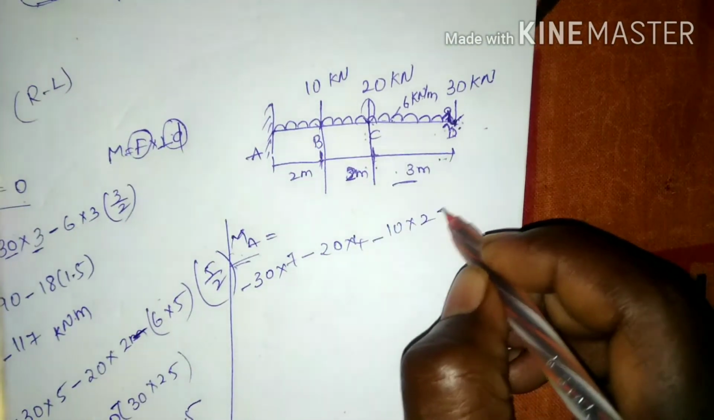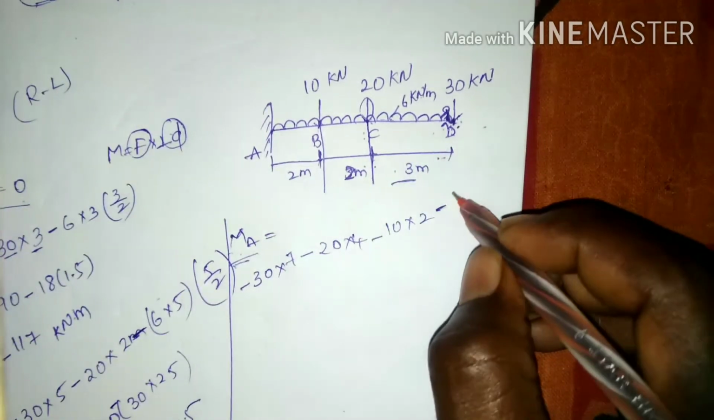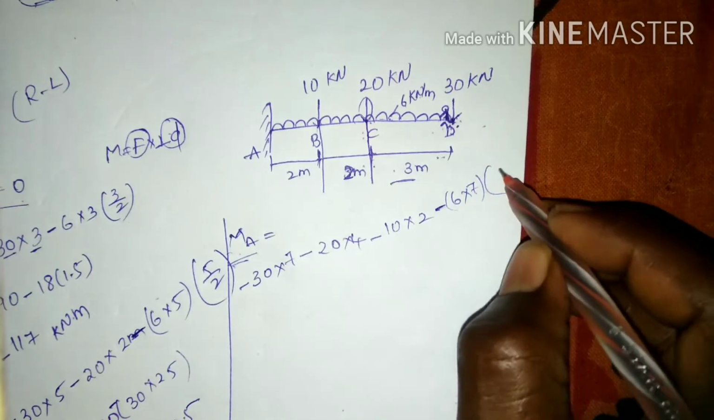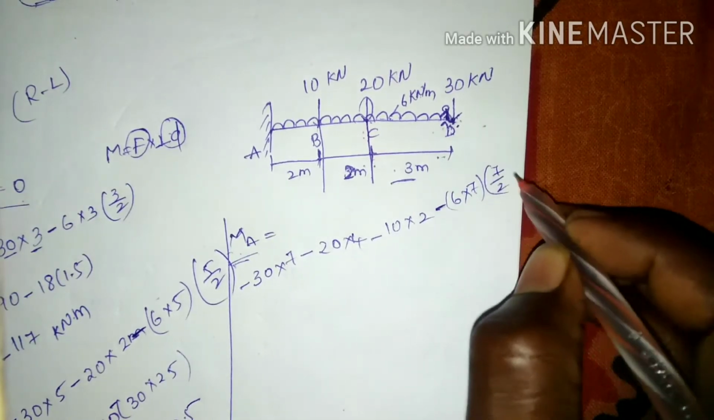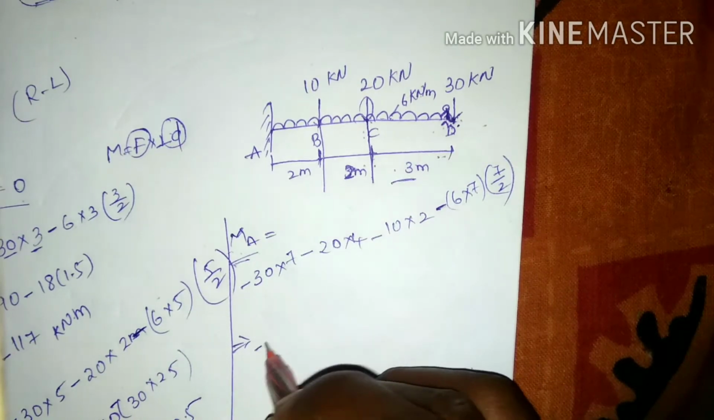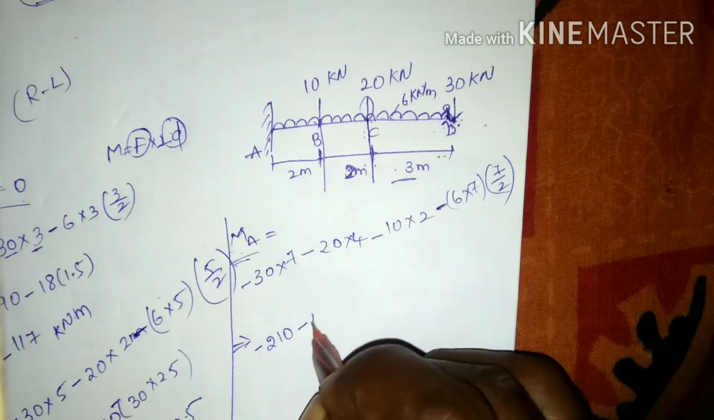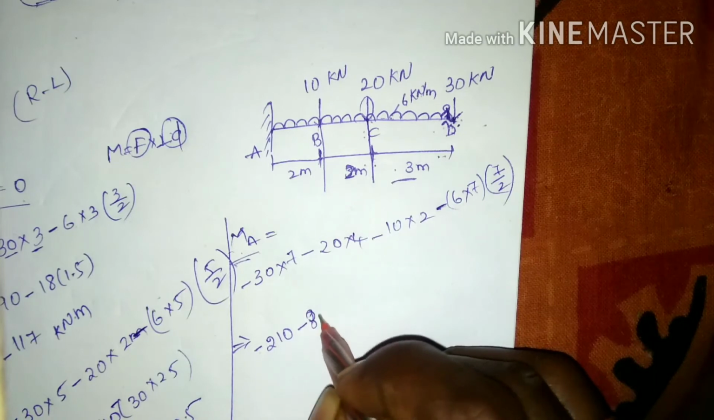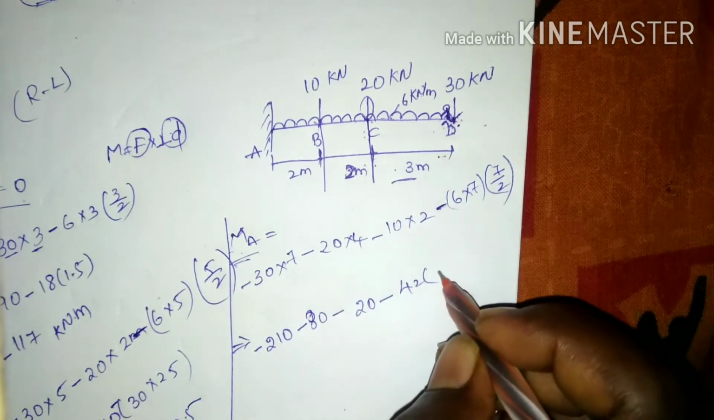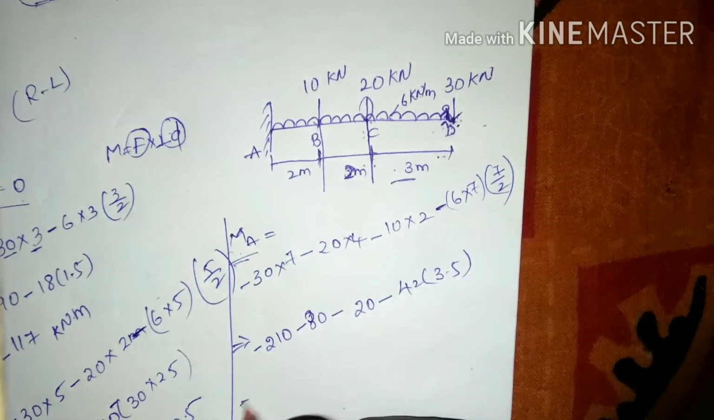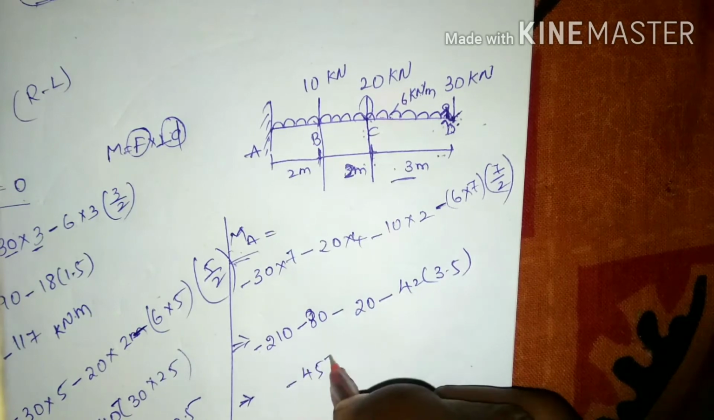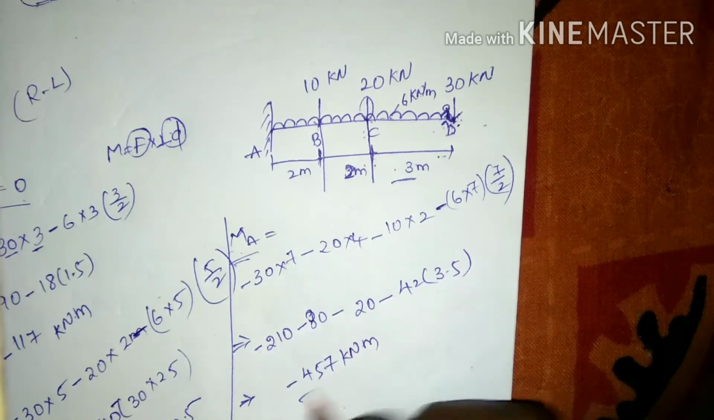Then after go to UDL, minus of 6 into 7 for the whole span, and moment taken from the midspan of the beam, so that 7 by 2 minus 210 minus 80 minus 20 minus 42 of 3.5, that gives rise minus 457 kilonewton into meter.